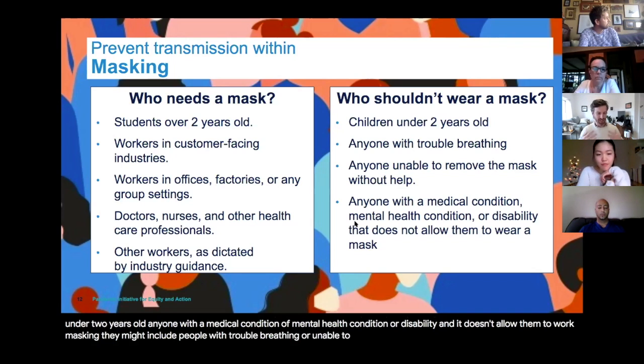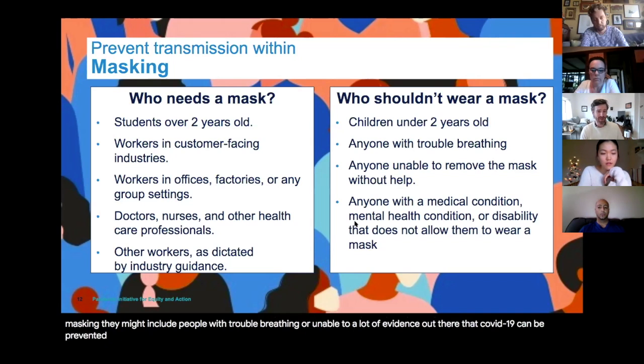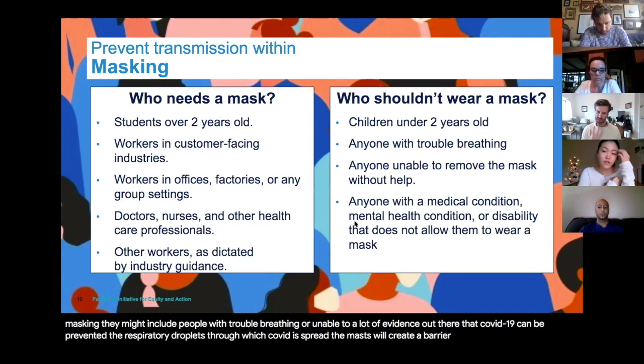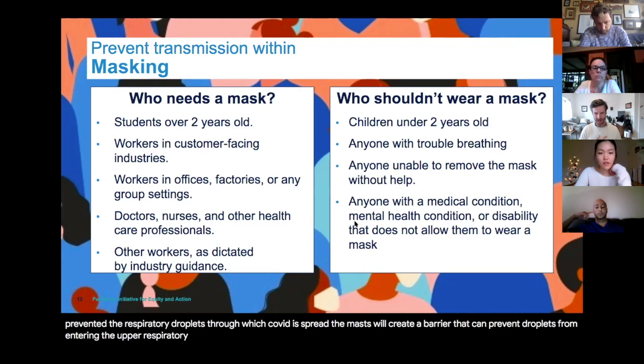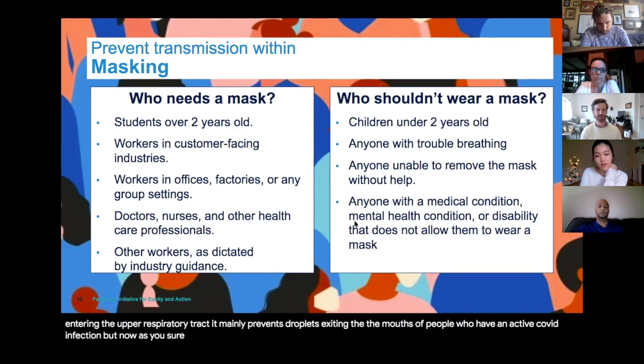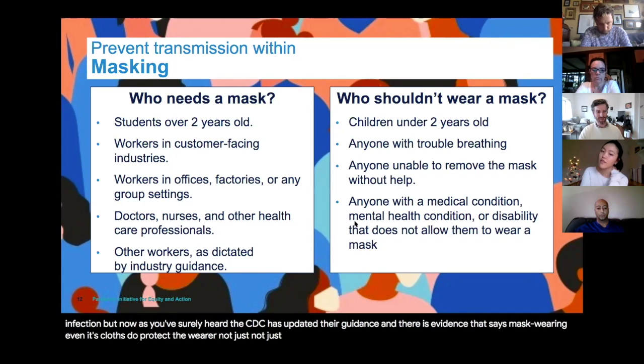By now, there is a lot of evidence out there that COVID-19 can be prevented. Respiratory droplets are how COVID is spread, and masks create a barrier that can prevent droplets from entering the upper respiratory tract. It mainly prevents droplets exiting the mouths of people who have an active COVID infection. But as you surely heard, the CDC has updated their guidance, and there is evidence that mask wearing, even face cloths, does protect the wearer. It's not just preventing droplets exiting, but also preventing droplets from entering.